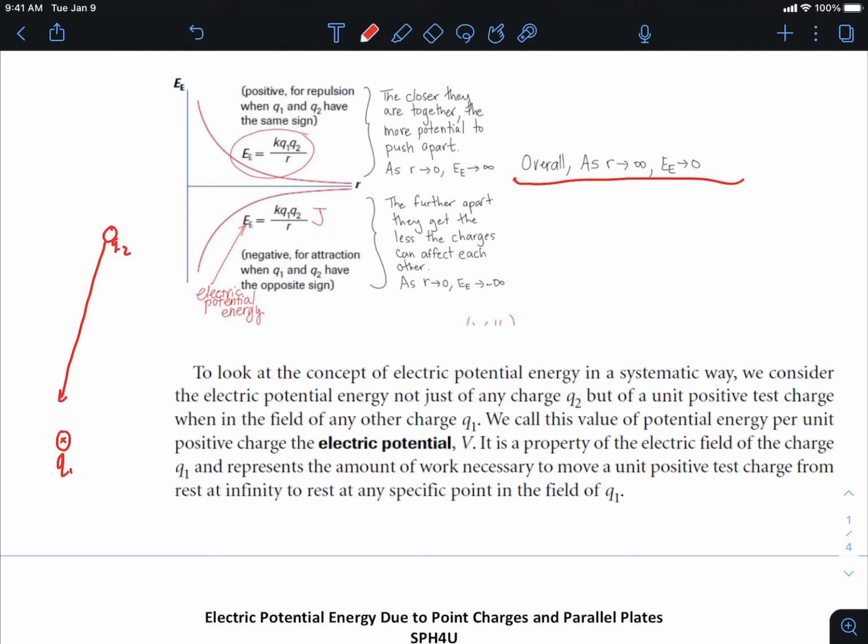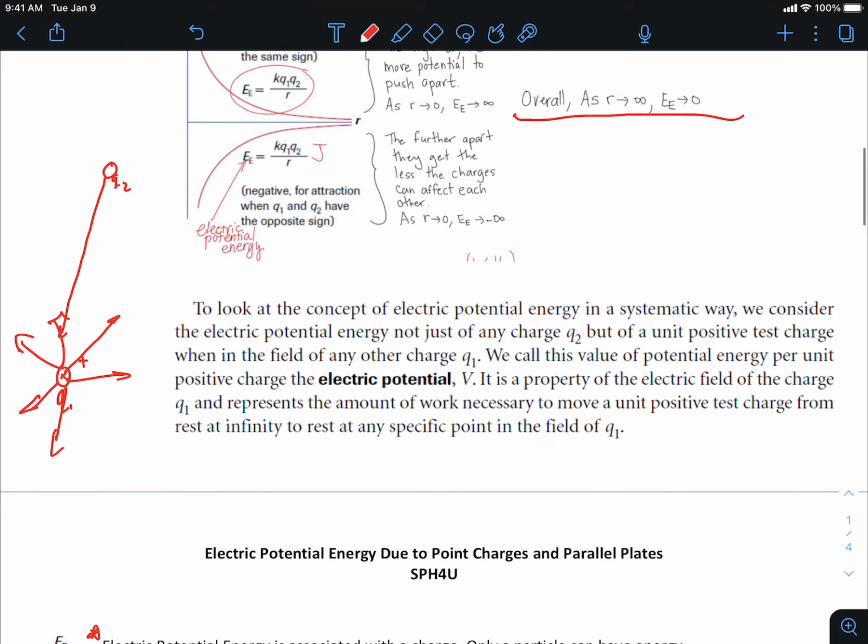Because Q1, let's say it's positive. You guys saw how the field lines looked for a positive point charge; that would have been a grade 11 thing. The positive point charge's field lines are pointing outward, so we're influencing this electric potential field based on the presence of Q1. And so if I were to bring Q2 closer, depending on whether it's positive or negative, work is going to need to be done. It could be negative work, it could be positive work. The electric potential is measuring that amount of work.